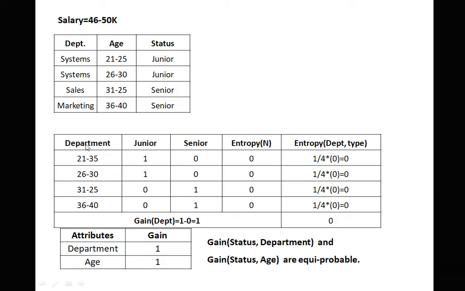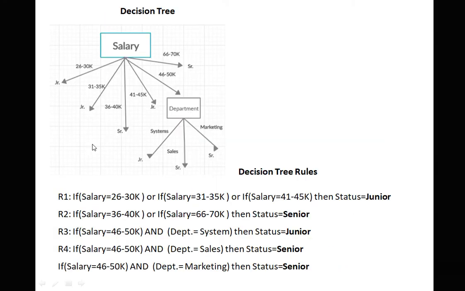And see here, this is not department, this is age attribute. Now this is our final decision tree. See salary, all those categories are there except 46 to 50K, all are getting classified in the first step only. 26 to 30K junior, this is junior, senior, junior, and 66 to 70K senior. Only 46 to 50K we expand, and here we find out that both department and age have the same gain, so we can expand any one. I decided to expand the department.